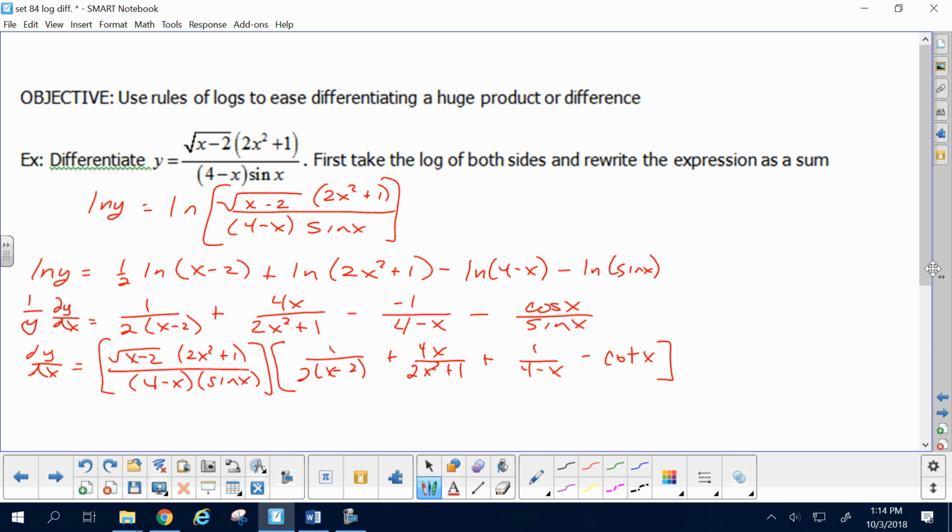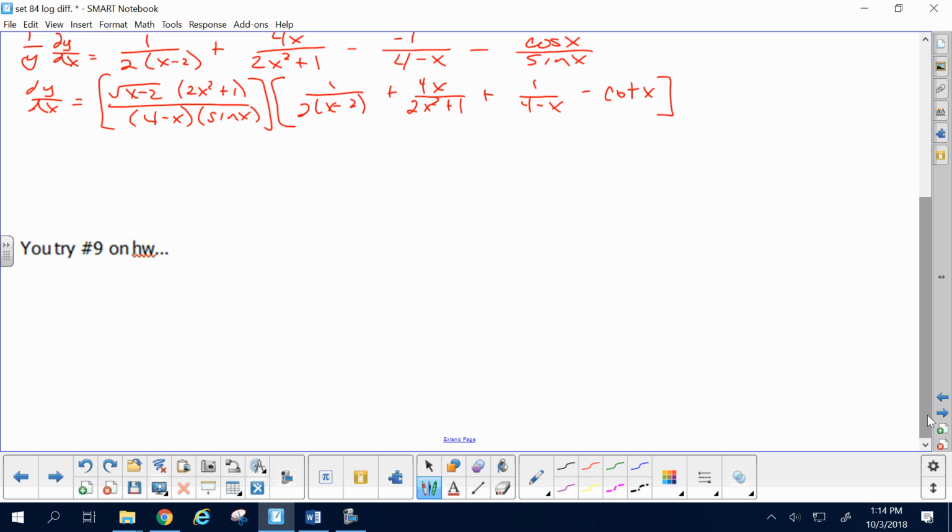Okay, try number 9 on your paper, which I'll put up for you right here. Number 9 is take the derivative of y equals the root of x minus 1, x cubed minus 1, sine of x, all over x squared plus 1, x to the 4th plus 1. Find dy/dx.